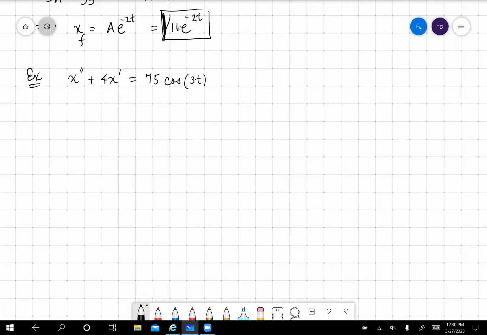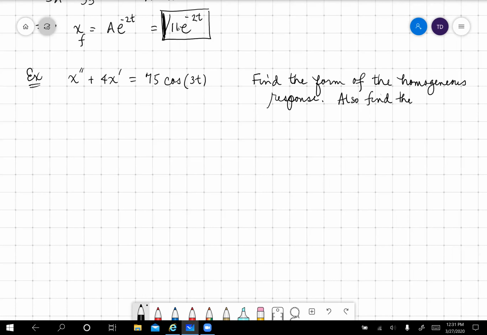Okay, in this example, I want to do two things. Find the form of the homogeneous response, and also find the forced response. So we're going to do all of that. Let's start with the homogeneous response.